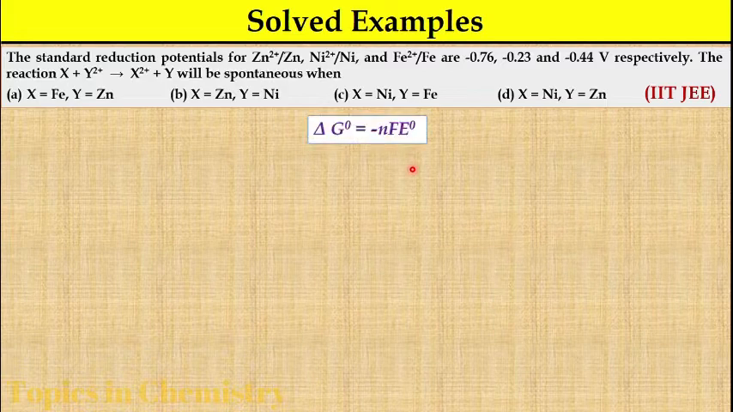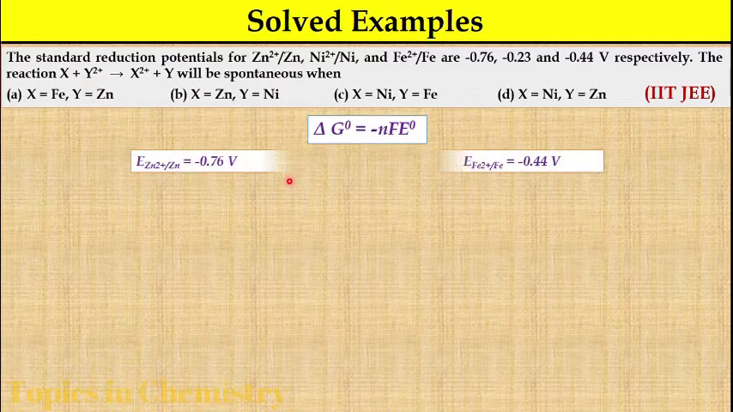Now see the solution. You have to calculate the value of E0 for that reaction. If E0 is positive, then delta G0 is negative. That means if delta G0 is negative, then the reaction will be spontaneous. So you have to find the value of E0 for the four options, and where the value of E0 is positive, the delta G0 will be negative and the reaction will be spontaneous. So first you have to find the value of E0 for the four options.